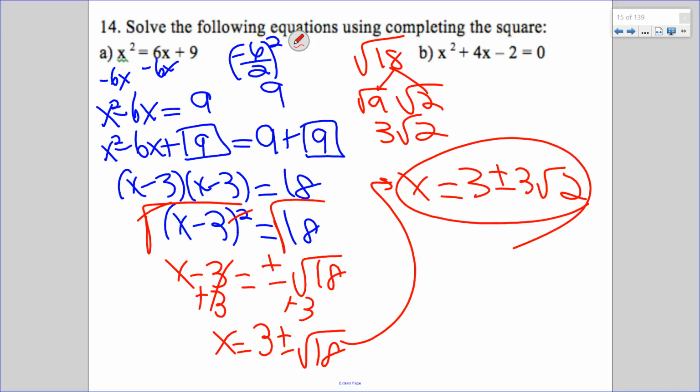Completing the square is an alternate method to the quadratic formula. I think it's easier when a is 1 and b is even. If a is not 1 and b is not even, I would choose the quadratic formula. But it could ask you to solve using completing the square. So if they do, you have to be able to do this. Same procedure for A, B, C, and D.